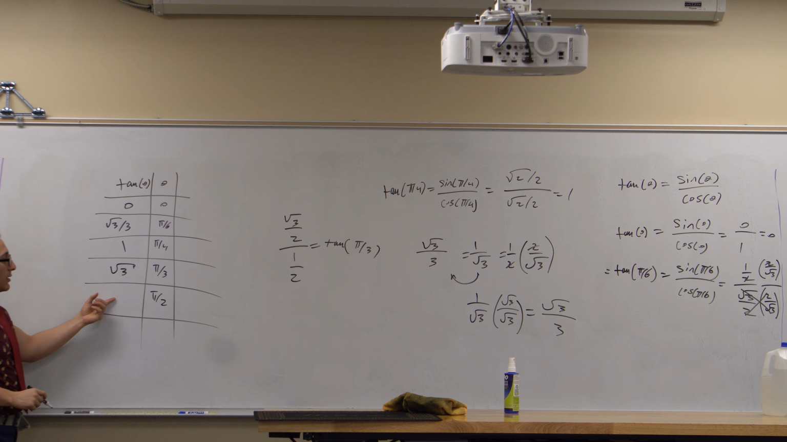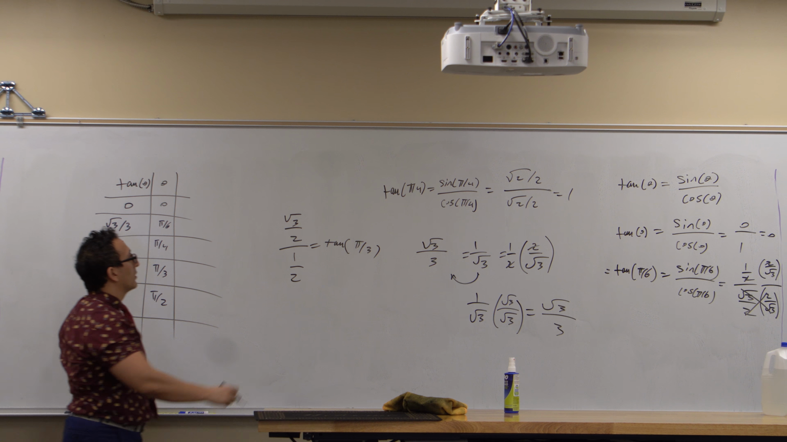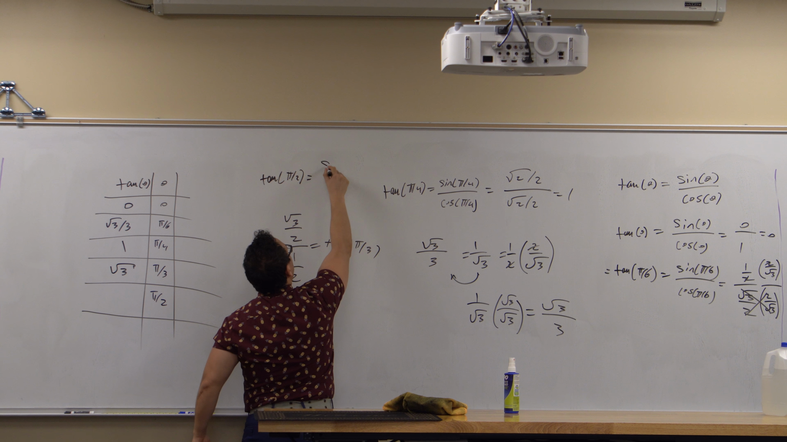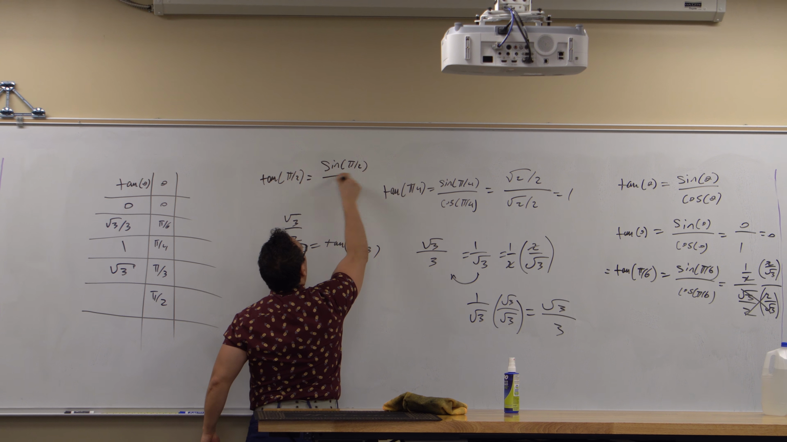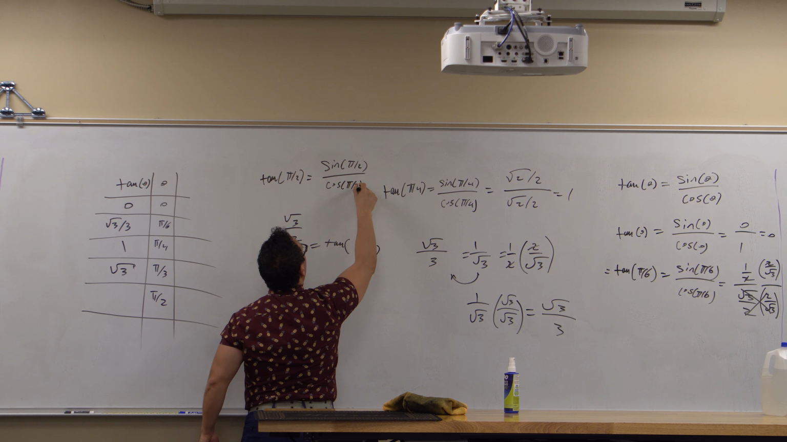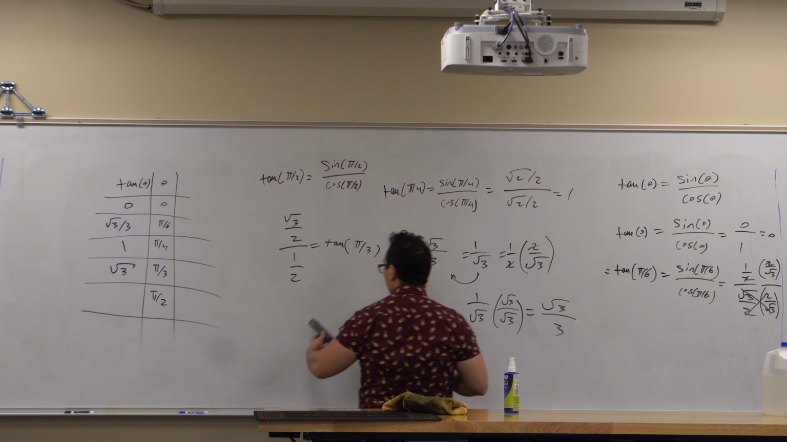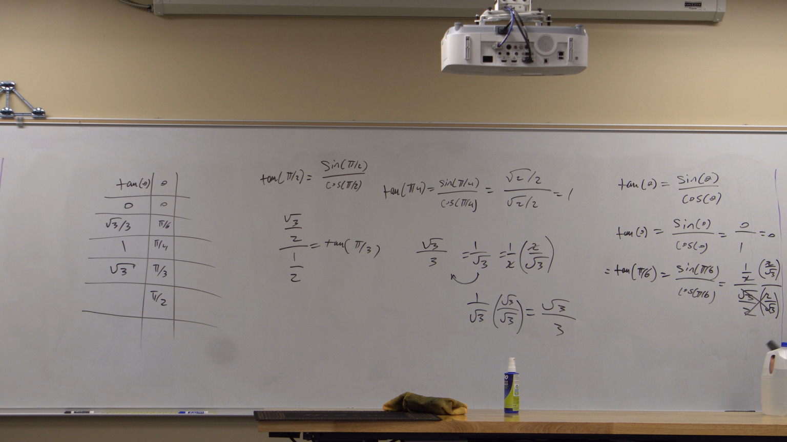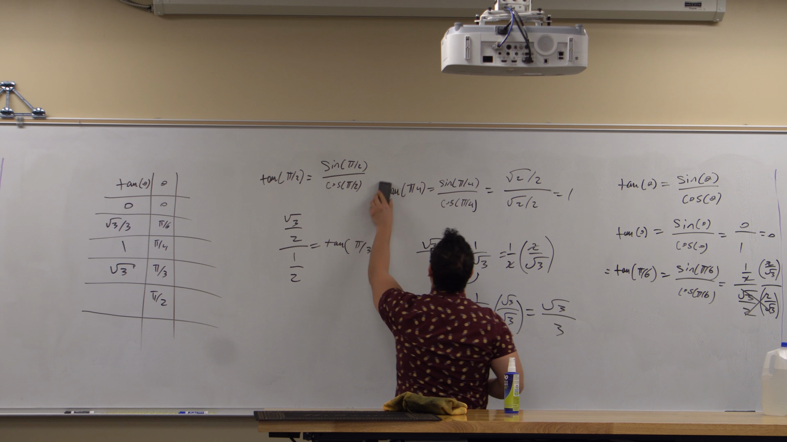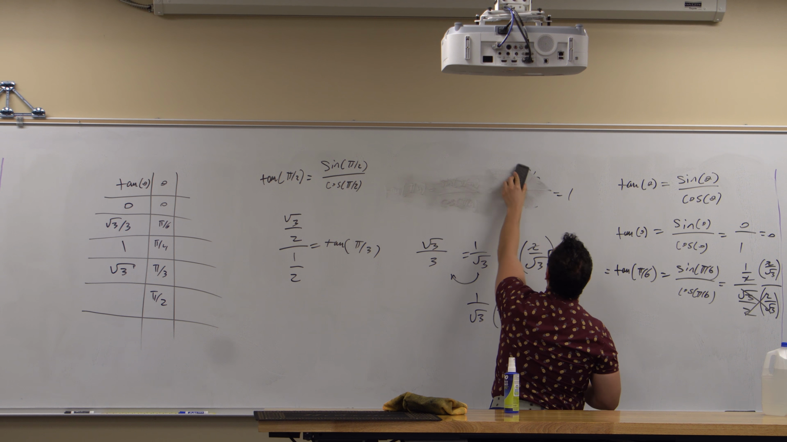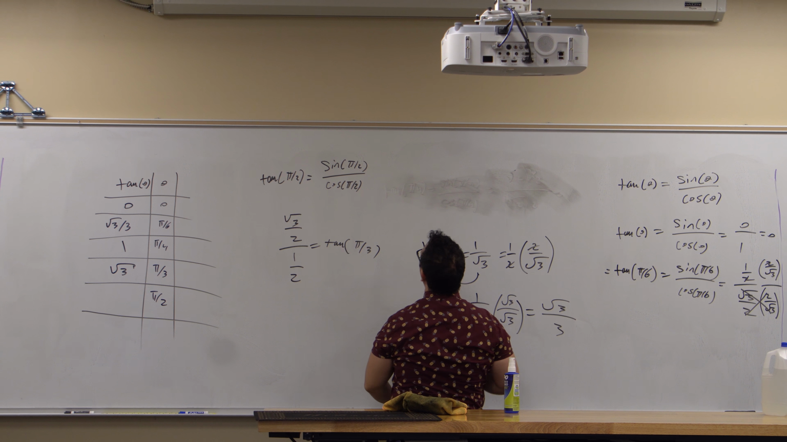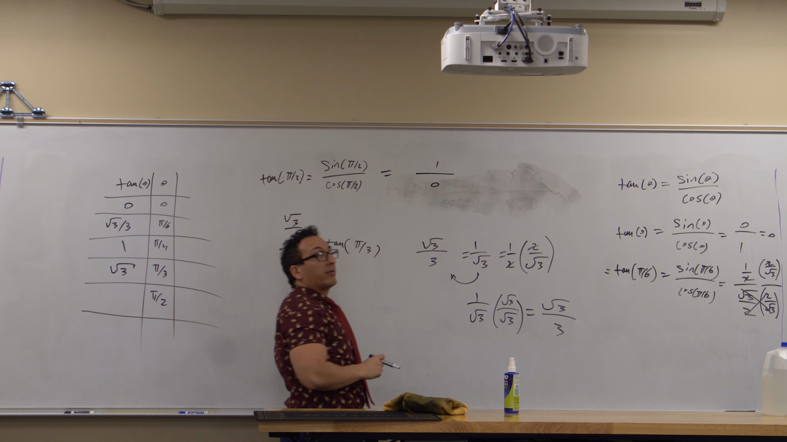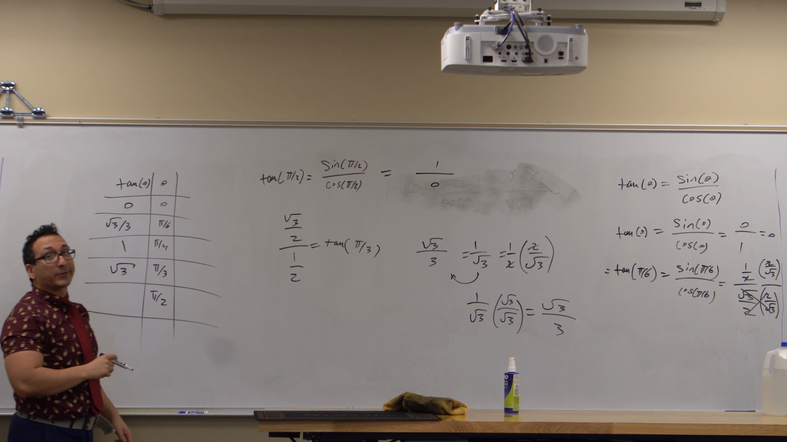And over here, tangent of pi over 2. Notice this one is sine of pi over 2 over cosine of pi over 2. But this one is strange. This one is very, very strange. Notice what happens in the denominator. I know you're screaming from home, watching this on your computer, on your phone. You're saying, wait. That's dividing by 0. That's right.